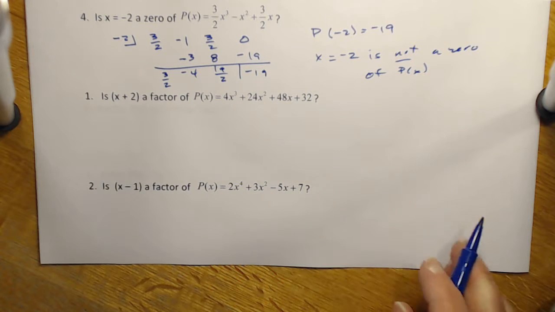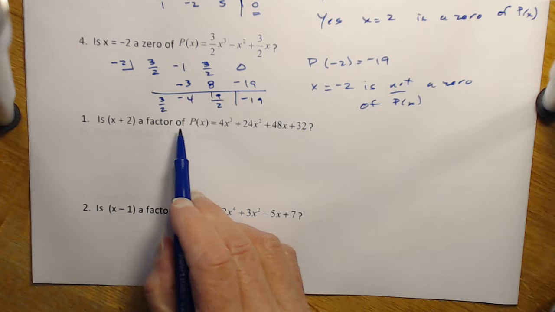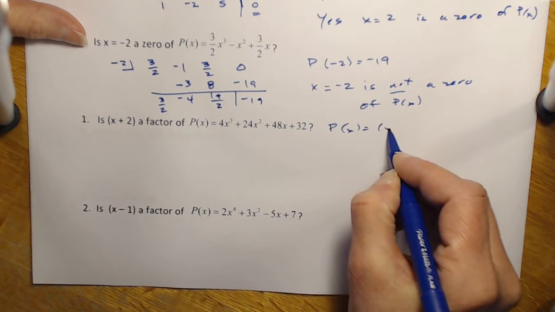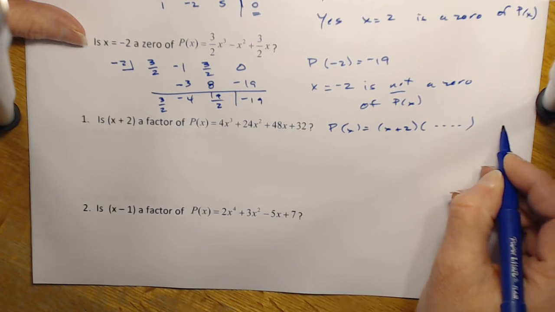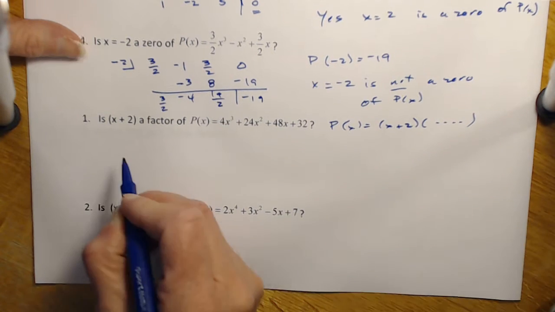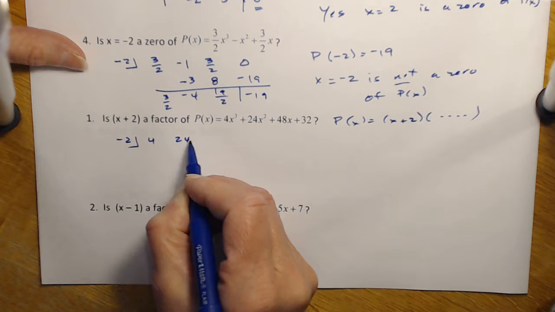Same thing here. Again, just a slightly different way to word this question. Is x plus 2 a factor? Well, again, that would mean that p of x equals x plus 2 times something with no remainder. So when you plug in -2, you would want to get a 0. So again, we plug in -2. Write down our coefficients.